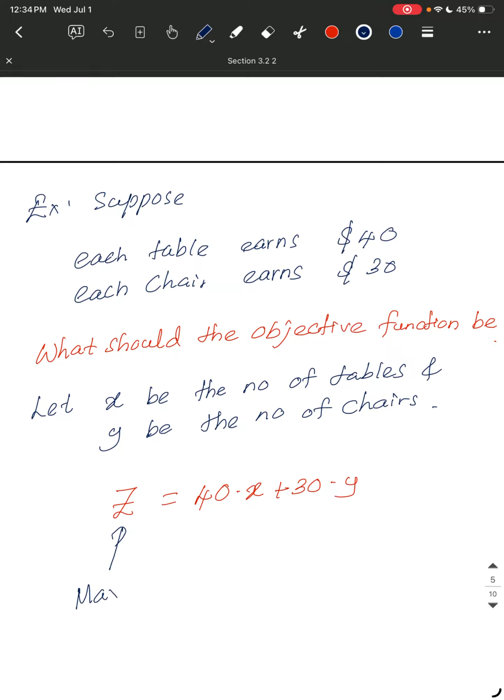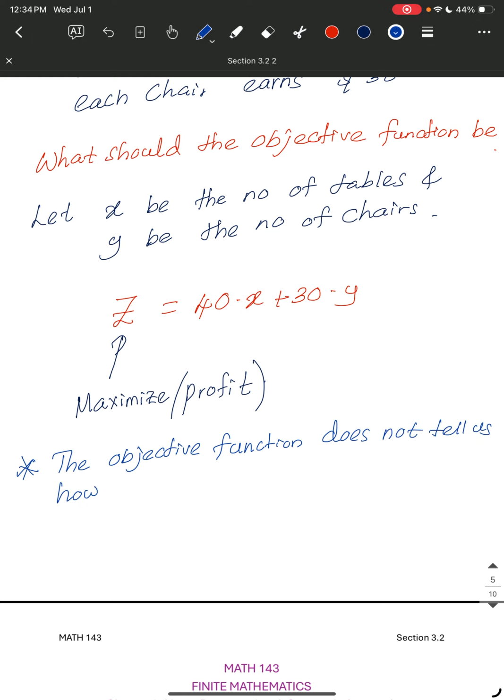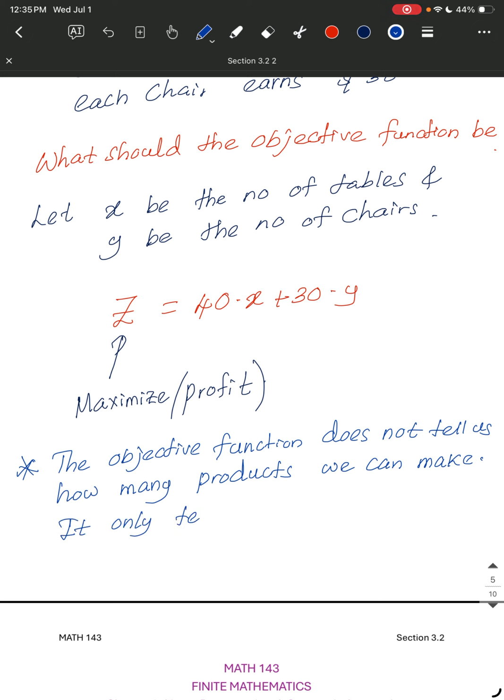The objective function does not tell us how many products we can make. It only tells us how we measure the success. So, maximize profit. This is the profit function, and it is a maximization problem.